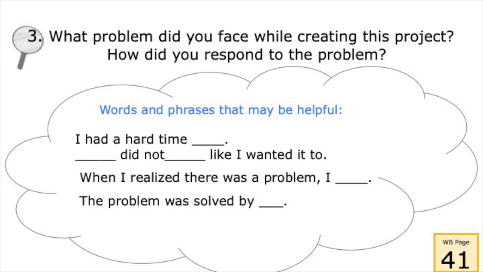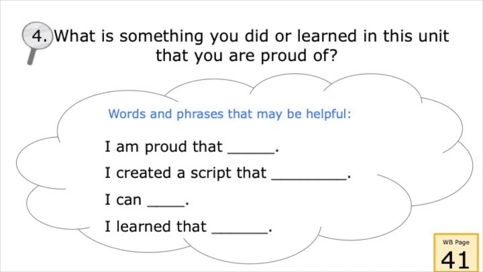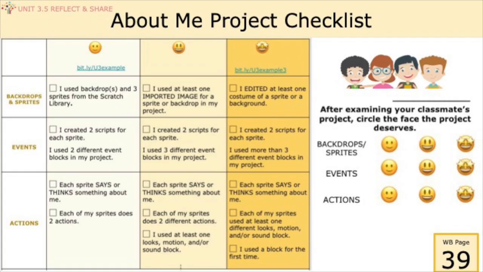And then the last two questions are the same for all the three units. What problem did you face while creating this project, and how did you respond? And what's something you did or learned in this unit that you're proud of? And then the checklist. Revisit these. They would need to use this when they do the classmate comments.